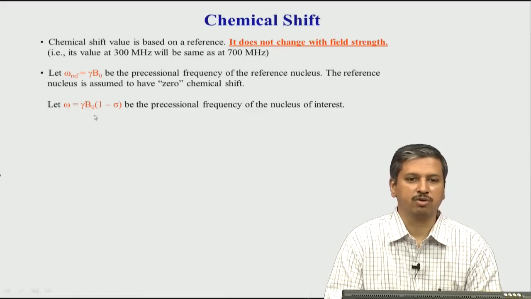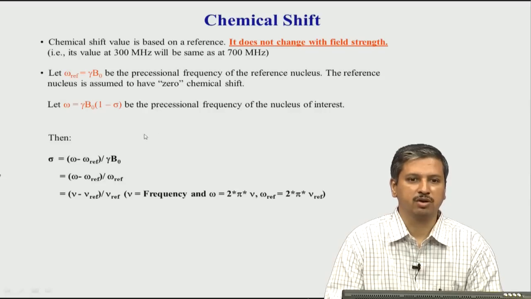Now, the molecule of interest, the molecule we are trying to study, will not have a 0 value. It will have some chemical shift shielding factor, denoted like this. So, you now have omega equal to gamma B0 into (1 minus sigma), and this is the precessional frequency of the nucleus of our interest which we are trying to study. So, what we do is subtract these two equations.